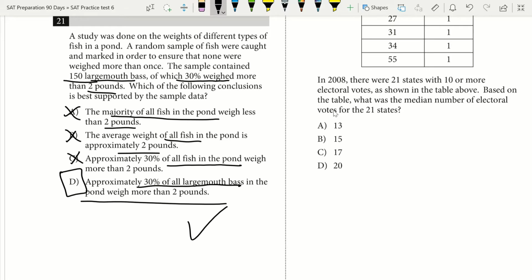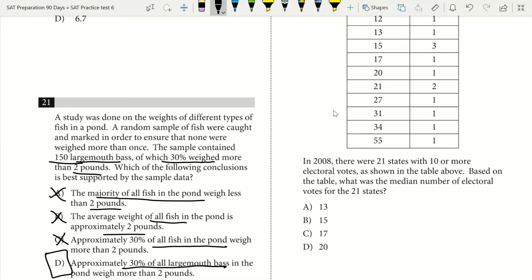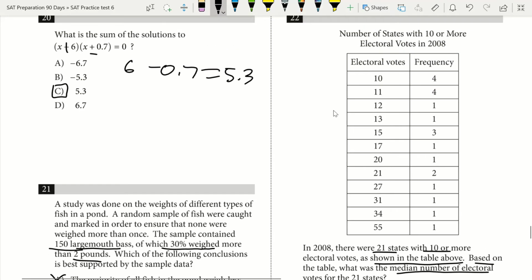All right, number 22. If it looks easy, we're going to go ahead and solve it. It looks pretty easy, just a table. In 2008, there were 21 states with 10 or more electoral votes, as shown in the table above. Based on the table, what's the median number for the 21 states? Okay, well, I've got frequency right here.